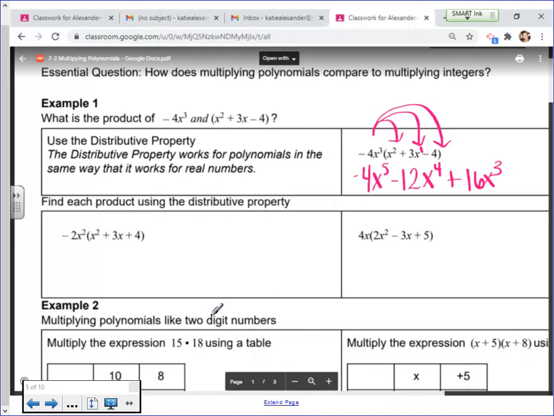Then it says find each product using the distributive property. It's exactly like what we just talked about. Remember your exponent rules. When you multiply exponents together, you're adding them up. So negative 2, and this would just be like a little 1 right there. So negative 2 times 1 is negative 2. You have an x in both, and then 2 plus 2 is 4. Negative 2 times positive 3 is negative 6. 2 plus this little exponent of 1 is x to the third power. And then negative 2 times positive 4 is negative 8, x squared.